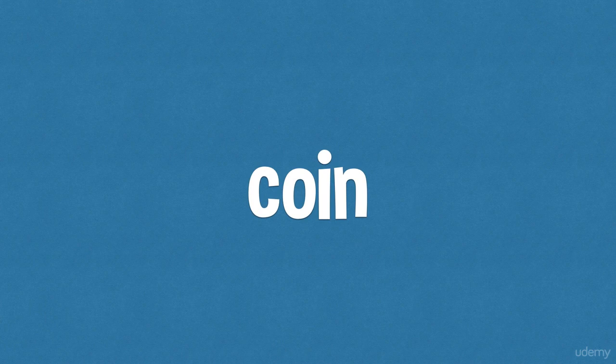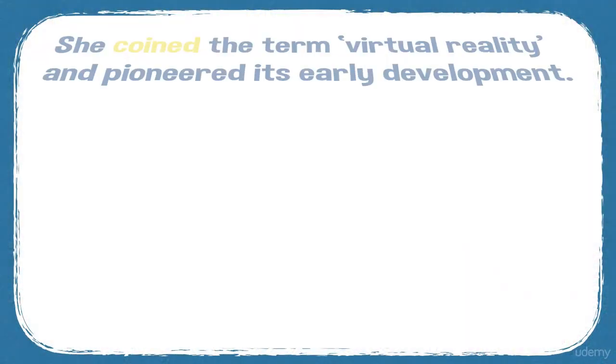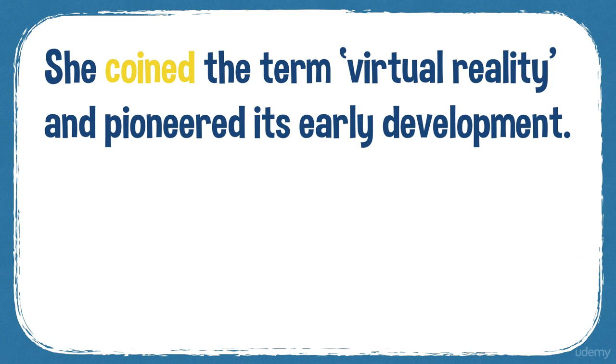And the next phrase, coin. Now, of course, a coin is a piece of metal, which is money, but as a verb, if you coin something, if you coin a phrase, or if you coin a word, then you're the first person to say it. And here's a poet from maybe hundreds of years ago in the forests writing a poem, and she's the first person to coin a phrase. She's making something up. She coined the term virtual reality and pioneered its early development.